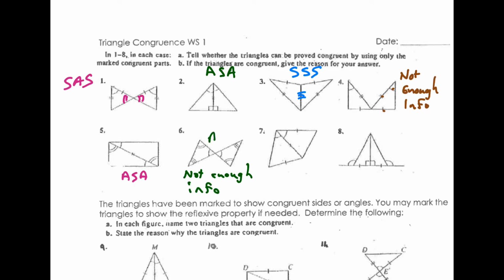And this is another tough one. We have enough information for angle, angle, angle. But note, none of the 5 theorems are angle, angle, angle. You need at least one side to prove they're congruent. So this one's going to be not enough information. All right, number 7 is also going to be not enough info.